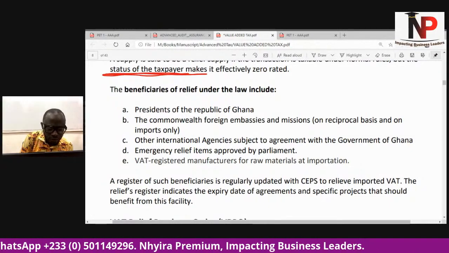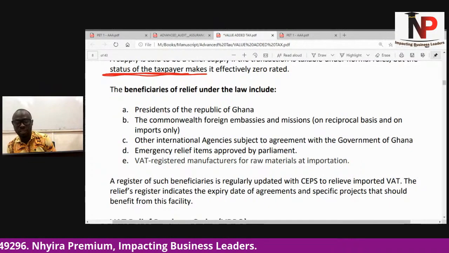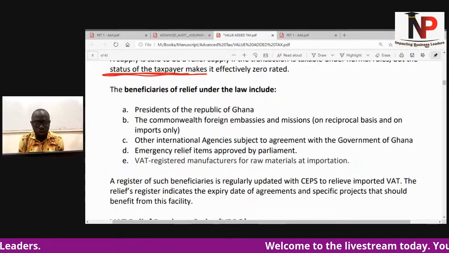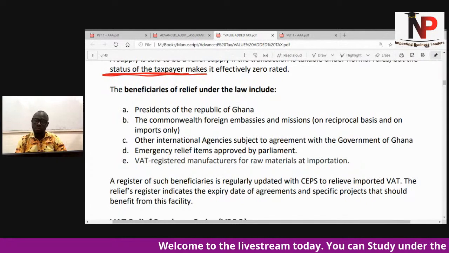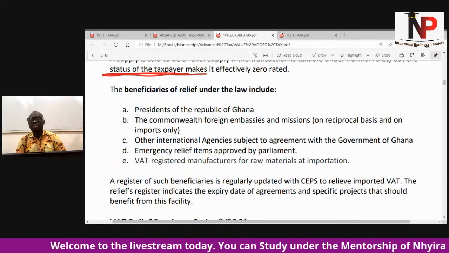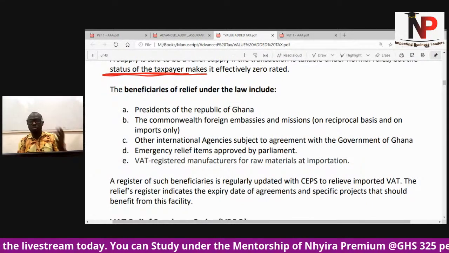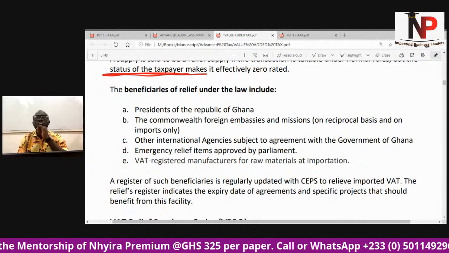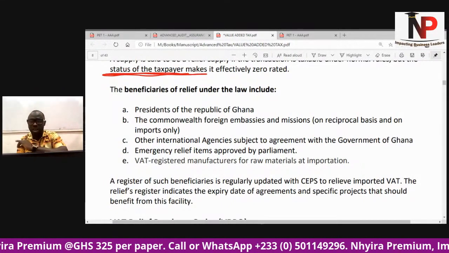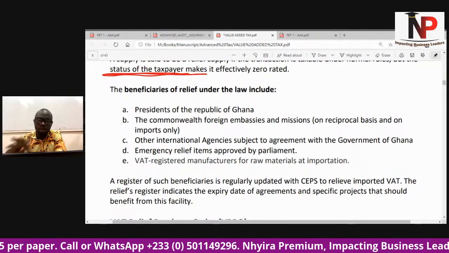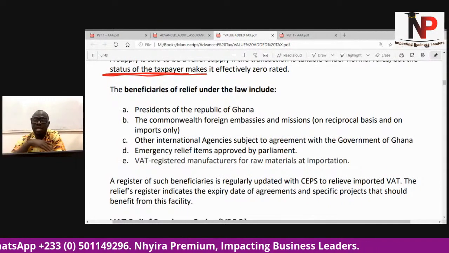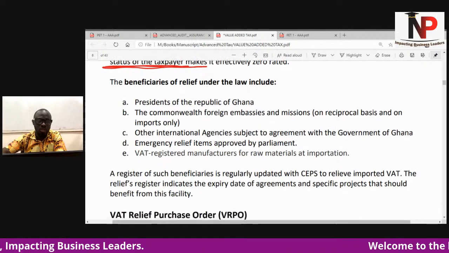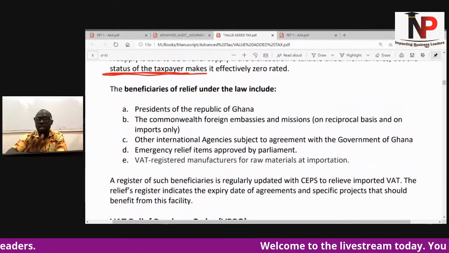Then VAT registered manufacturers for raw materials at importation. So there are certain organizations that also qualify for importation of raw materials for VAT. And to be specific, under Act 1007, there are some organizations like automobile organizations and plant assembly and some other organizations, they are also exempted from the payment of any VAT concerning the importation of their equipment, plants, and all of those things. So that is also what you need to understand.